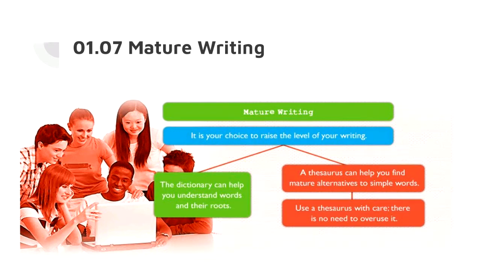So the dictionary can help you understand root words, and a thesaurus can help you find mature alternatives to simple words. Use a thesaurus with care. There's no need to overuse it. So you want to sprinkle in the thesaurus. What that means is I don't want you to look up every other word in a thesaurus, but a few words here and there can help raise the maturity level of your writing.